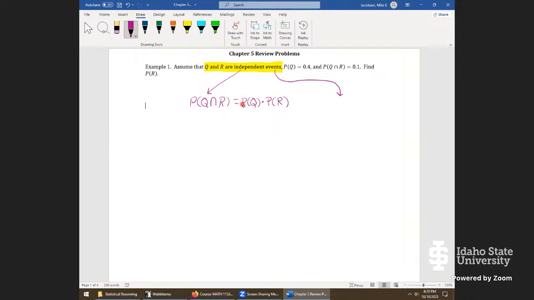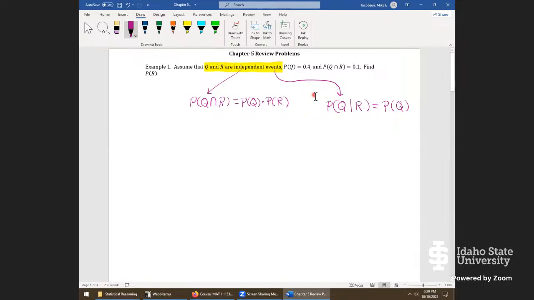Independent events means the probability of the event Q or the event R has nothing to do with the other event. So we can write out the probability of Q given R must be the probability of Q, because whether R was given or not will never influence that probability if those events are truly independent. So those are the two formulas we get to use.